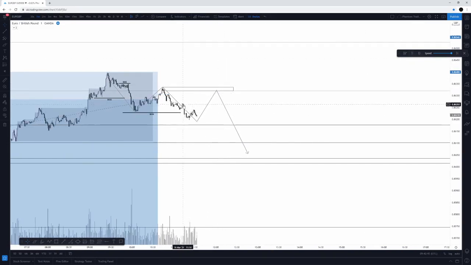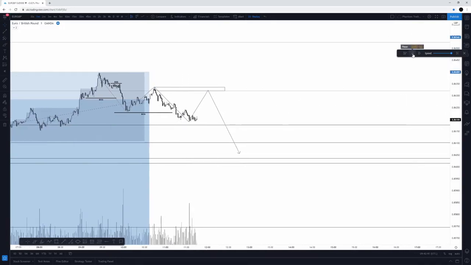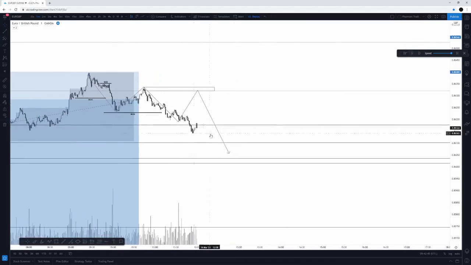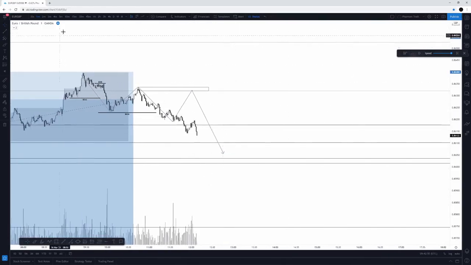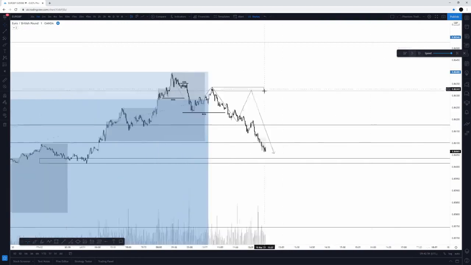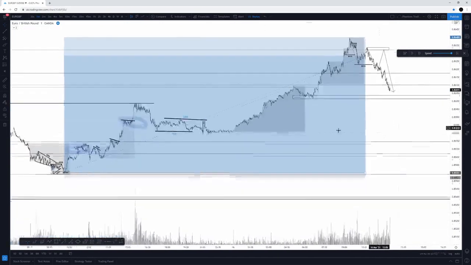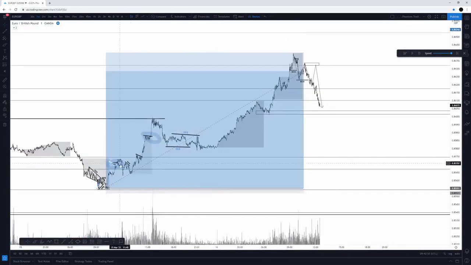Could have potentially taken a short from here, as this was where price was the cause for lower prices. However, for me, I didn't actually get into this, and I was already out of this trade, and price then started to collapse. So overall, really, really nice trade. A 1 to 28R trade on offer.